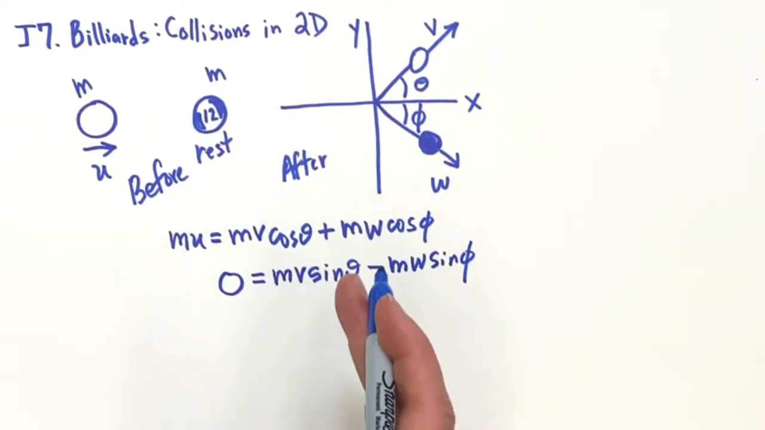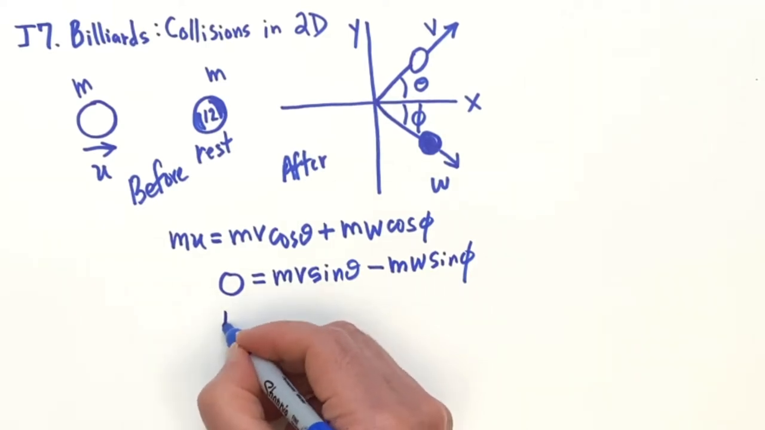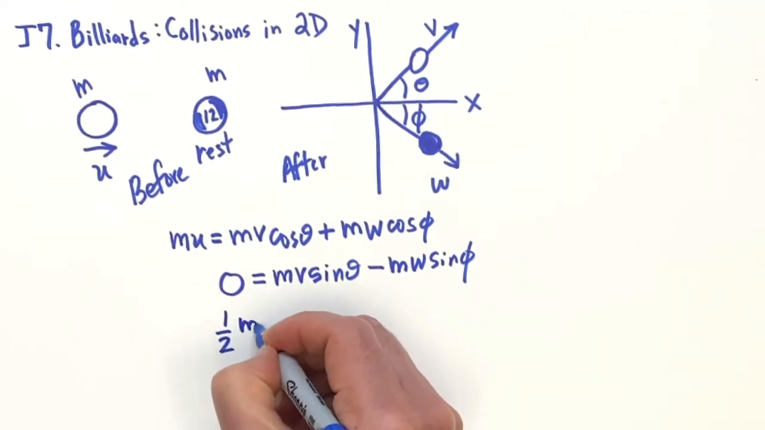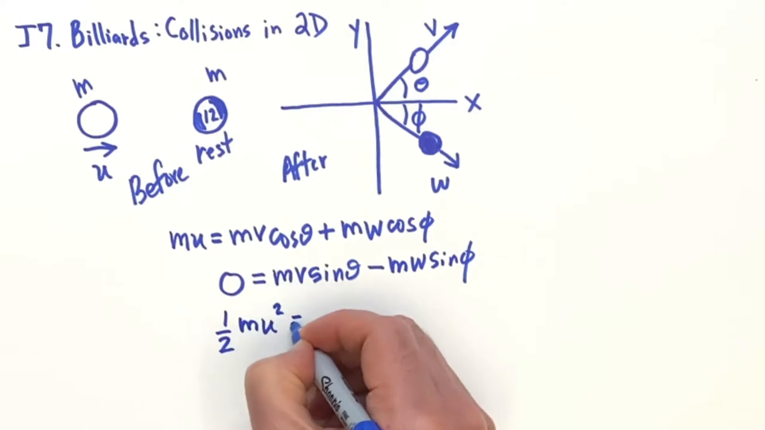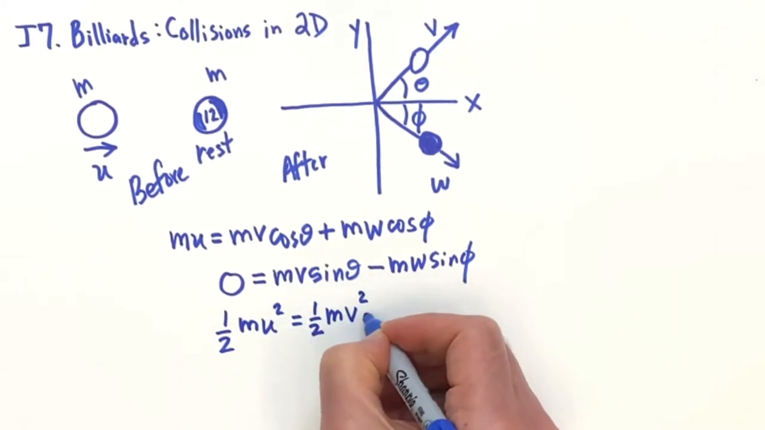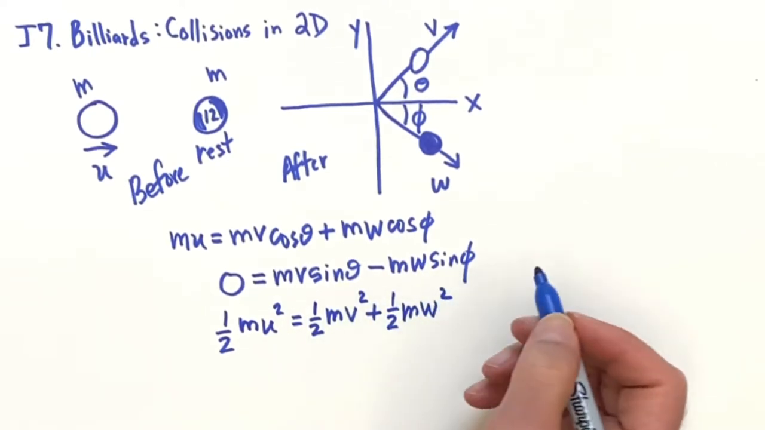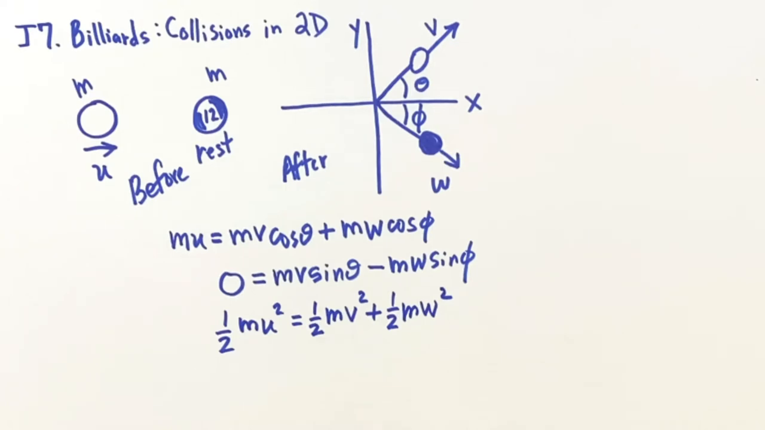And the collision is going to be taken to be elastic. It's a good approximation, an elastic collision. So conservation of energy can be written down. 1/2 mu squared is 1/2 mv squared plus 1/2 mw squared. So we have three equations.